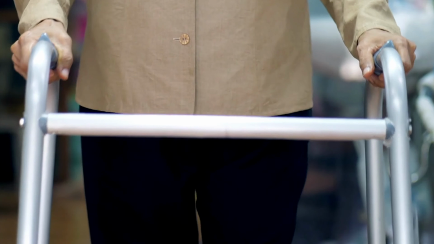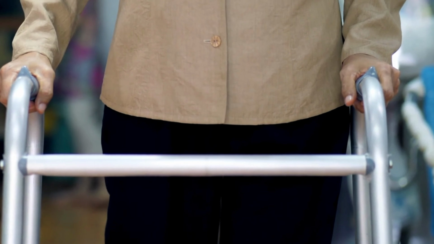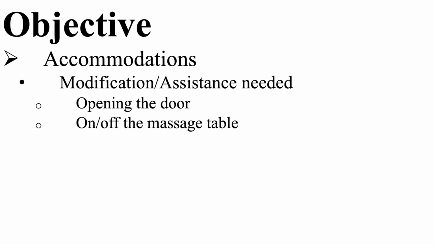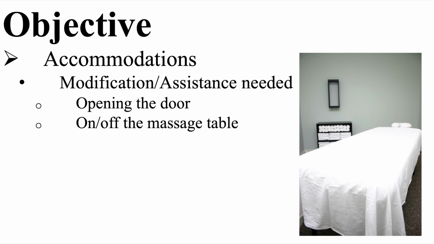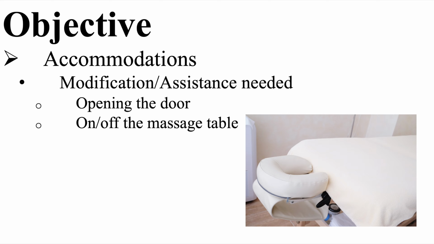If a client comes in with a walker and needed help opening the door, or if the client needed help getting on and off the table, these are accommodations that you want to list in the objective portion of the SOAP notes. For example, in my professional practice, I've treated a client who needed assistance getting on the table, as well as turning prone for the massage. The client was not able to breathe during the massage while they were face down within the face cradle. I assisted the client back up to a seated position and off the table.